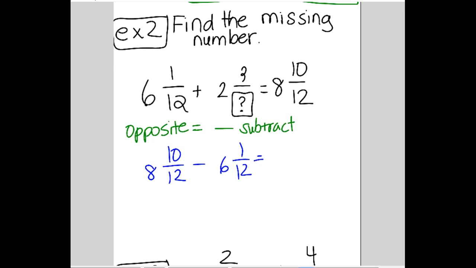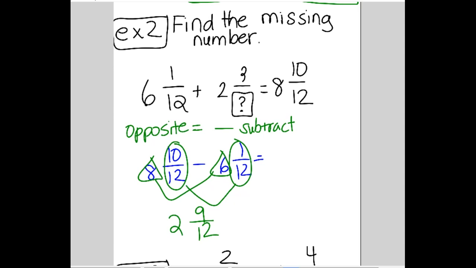Let's see what we get. Again, start with your fractions. I have 10 minus 1. That equals 9, 9/12. Then I have 8 minus 6. That equals 2. So right now I have 2 and 9/12. So far, guys, this is looking really close to what we have, the part that we need to fill in. I already have the 2.